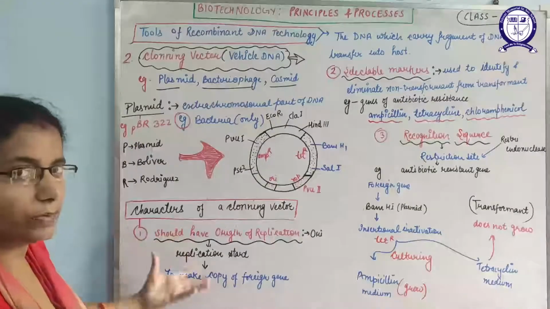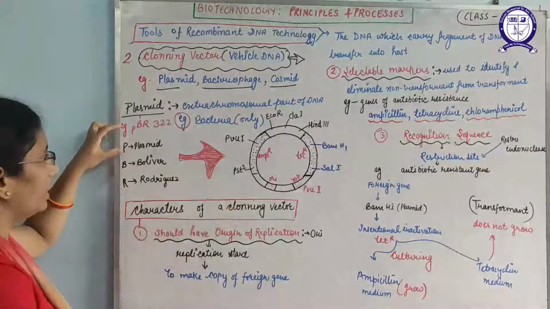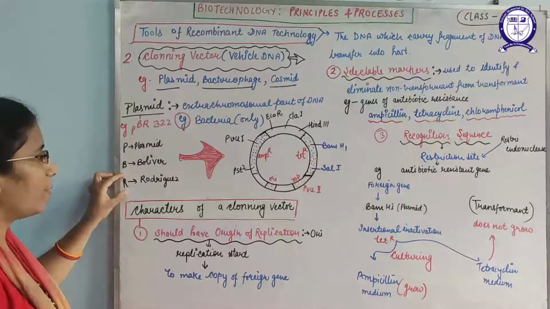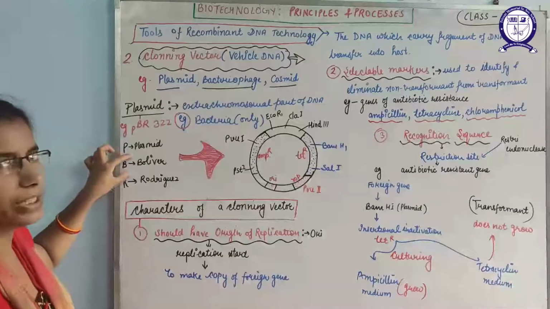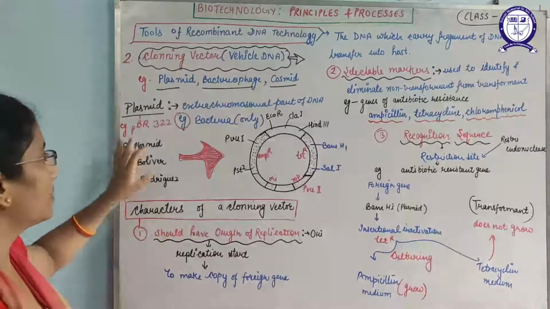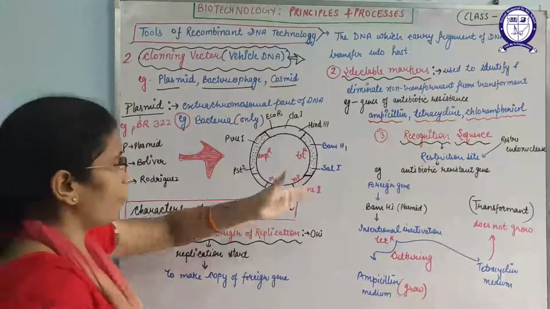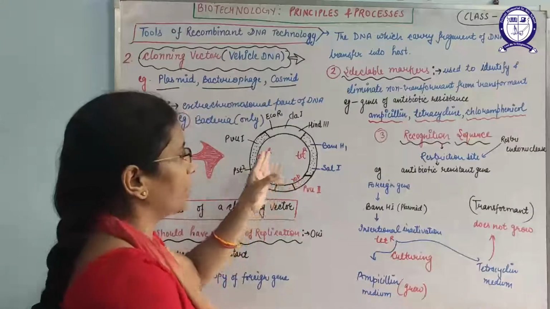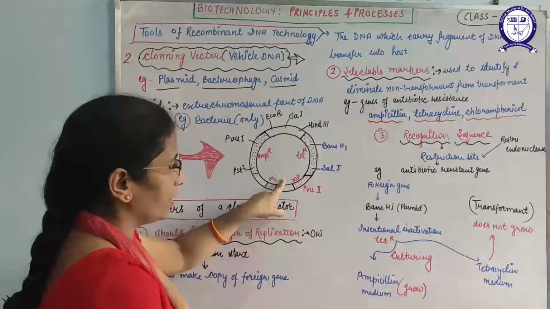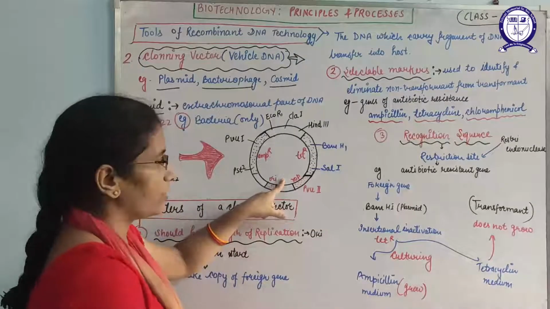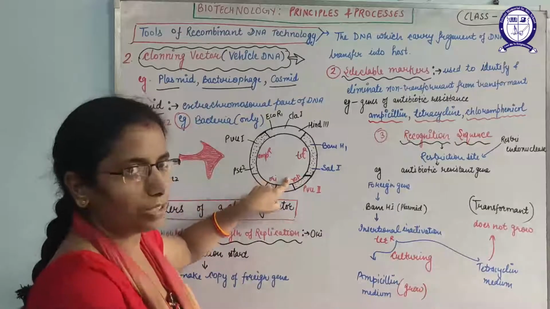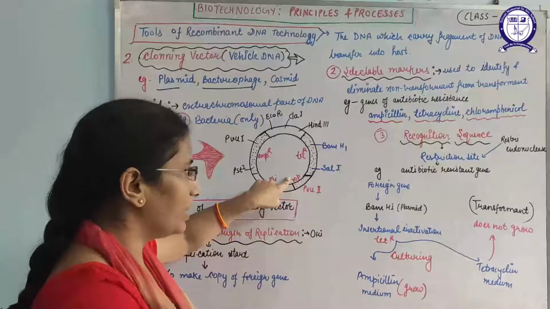Why is this name given to this plasmid? P stands for plasmid, B for Bolivar, and R for Rodriguez. That means these are the two scientists who constructed the artificial plasmid, that is pBR322. I have made a diagram here of pBR322. This is the diagram. It has an origin of replication, from where replication of the DNA will start. It has the ROP proteins that help in the replication.